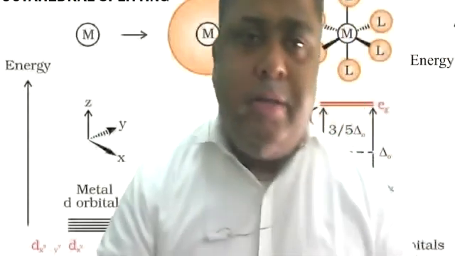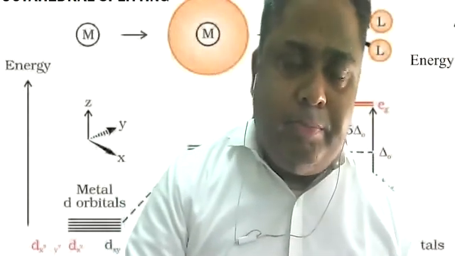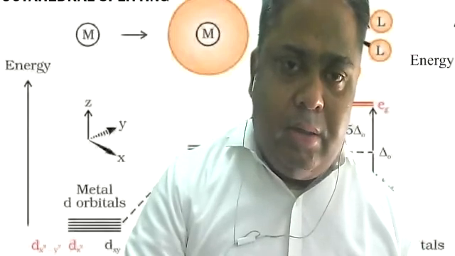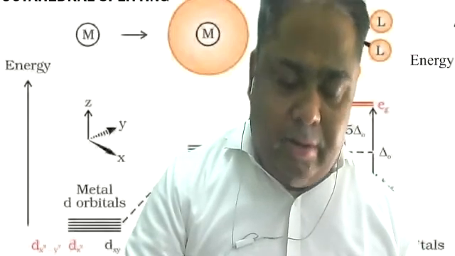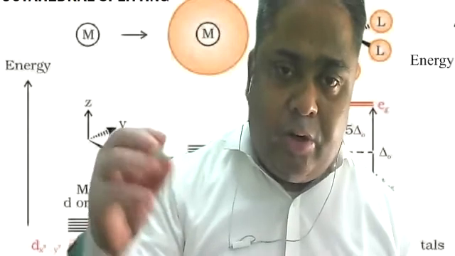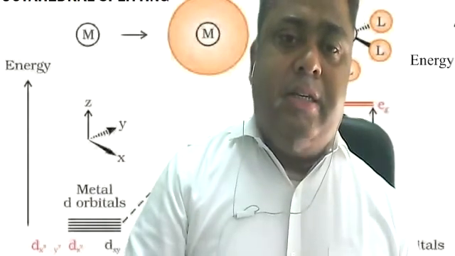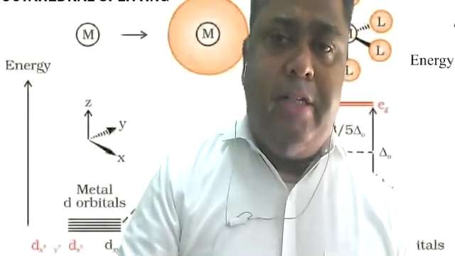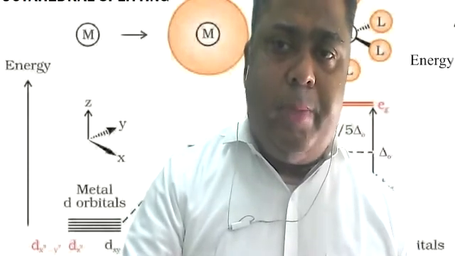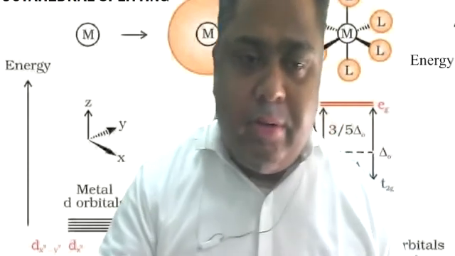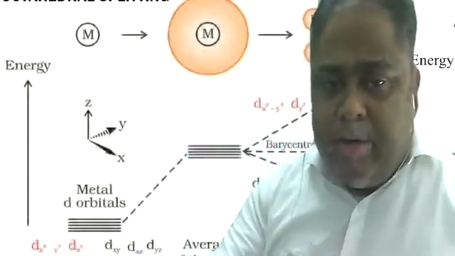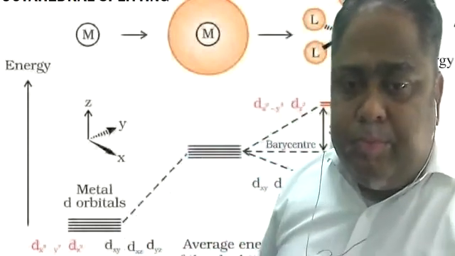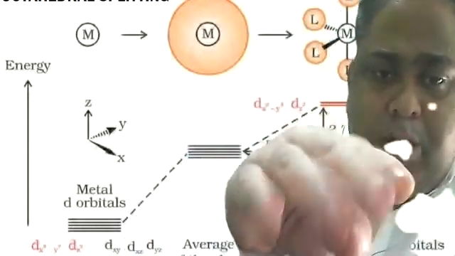Now what happens in the metal's d orbital? When the ligands try to give their electrons, at that time what happens? The energy level of the d orbitals goes higher. See here, what is happening? The energy levels are going higher here.